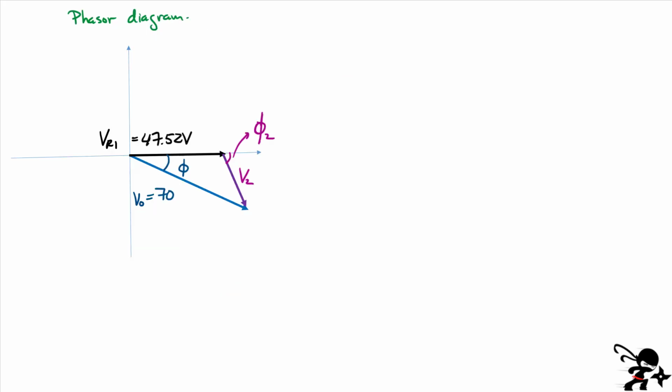All right, so we're going to write a couple of equations now. If you think about V2, all of these vectors I can break down into components. And I know that if I add the x components, they have to be equal to each other. And if I add the y components, they have to be equal to each other. So in the x direction, you have to have that VR1 plus V2 cosine of phi 2 has to be equal to V0 cosine of phi. Okay? You should be able to see that.